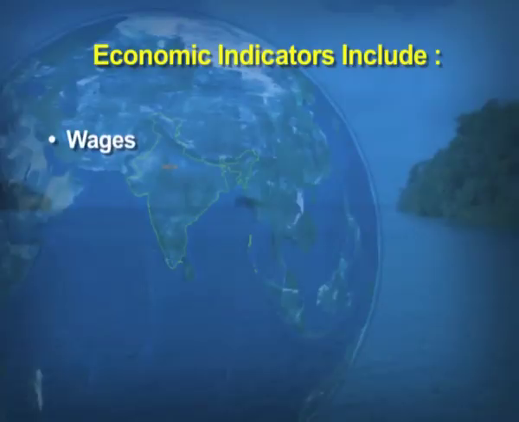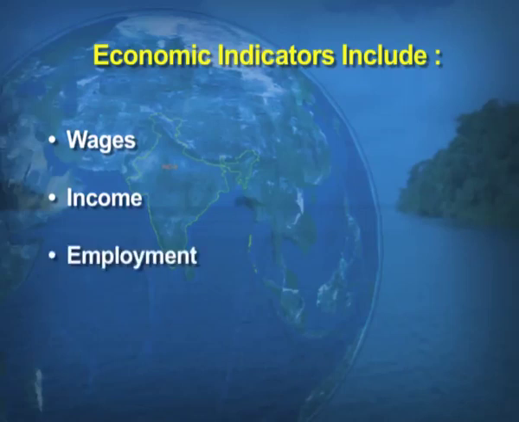And lastly, we will take up the economic indicators, which include wages, the income of the people and the employment of the people. If you look at all these three economic indicators, they are all interrelated, because employment will lead to income, and we talk about wages, for people who are employed on a daily basis. So, that means they do not have income, they have wages.